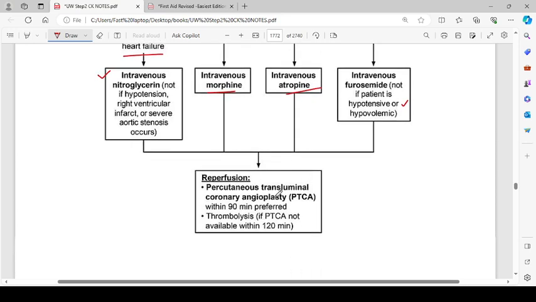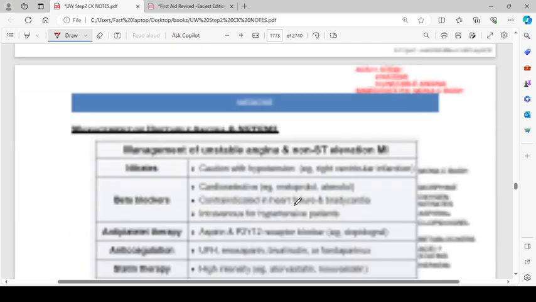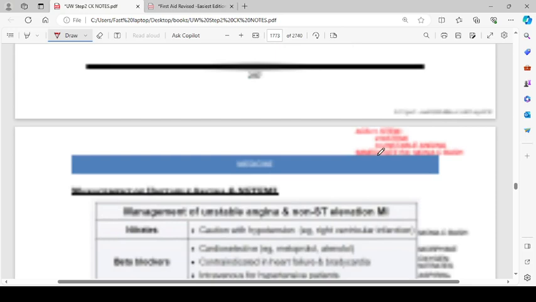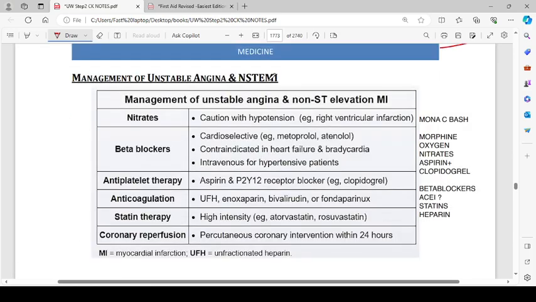Reperfusion, percutaneous transluminal coronary angioplasty (PTCA) within 90 minutes is preferred. Thrombolysis if PTCA is not available within 120 minutes. And they are saying here again the same thing, MONA C BASH. What is the management of unstable angina and NSTEMI?